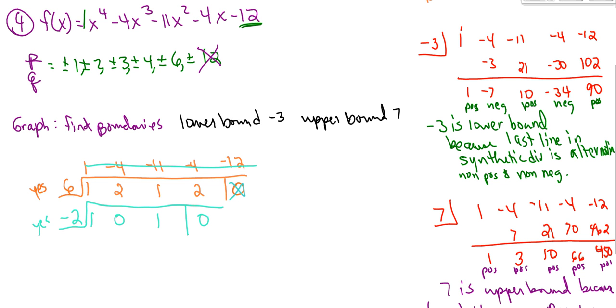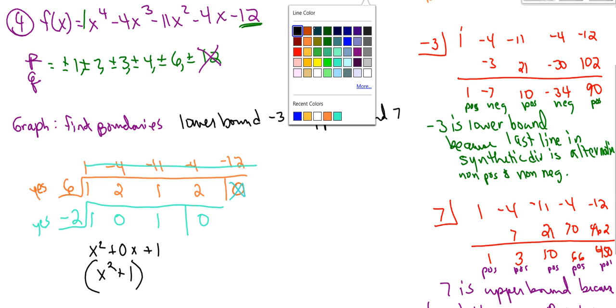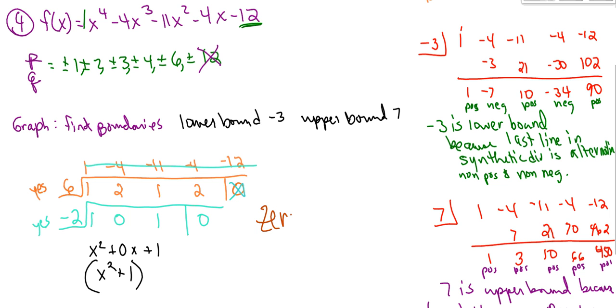And then what would this part be? x squared plus 0x plus 1. So that's x squared plus 1. And think about setting that factor equal to 0, we get x squared equals -1. So that is a non-real value. And so we found the upper and lower bound, and we can say that the zeros were 6 and -2. So we also found that as we went through that one.